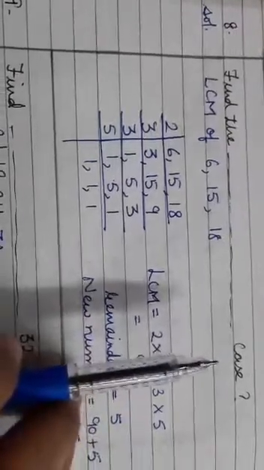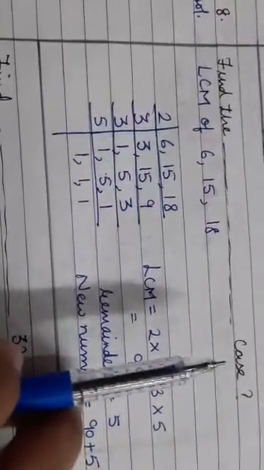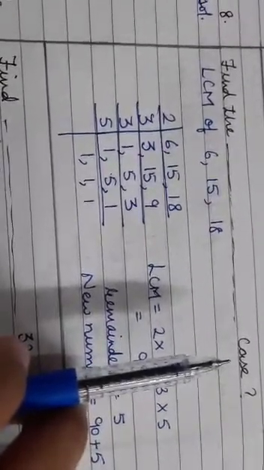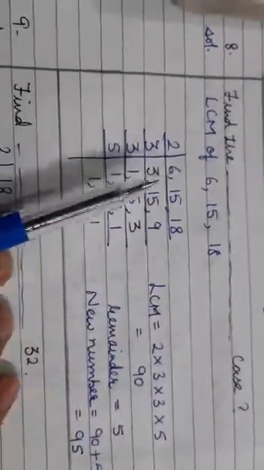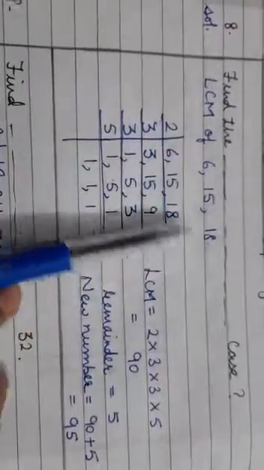8. Find the least number which when divided by 6, 15 and 18 leaves remainder 5 in each case. Now you have to find the least number which, when divided by 6, 15 and 18, always leaves remainder 5. So here again I'll find the LCM of these three numbers.